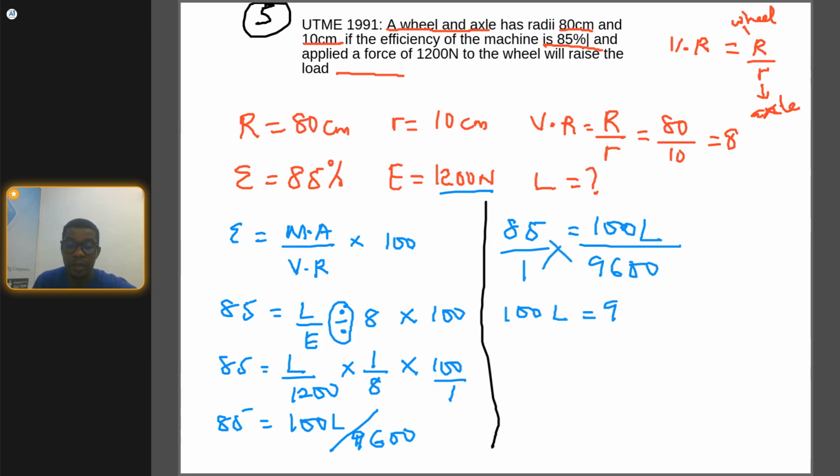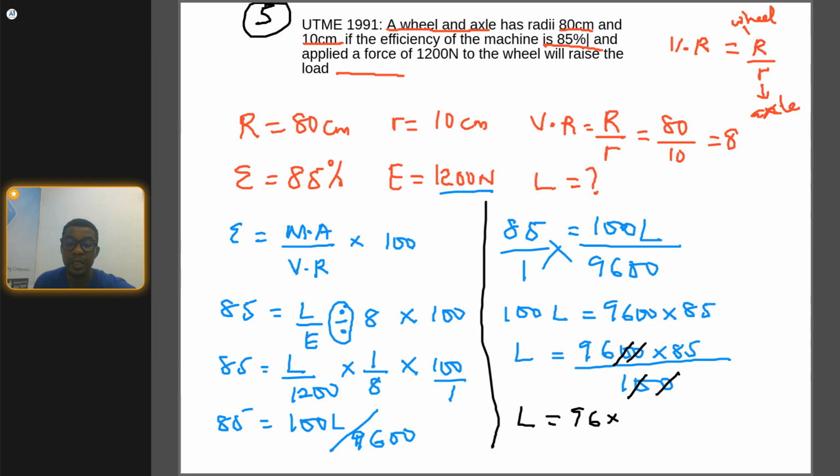By cross multiplication, we are going to have 100L equals 9,600 times 85, which L will now be equal to 9,600 multiplied by 85 divided by the coefficient of L, which is 100. So we have 0 to cancel 0 and 0 to cancel 0. L is now equal to 96 times 85. We have to multiply that. 96 multiplied by 85.